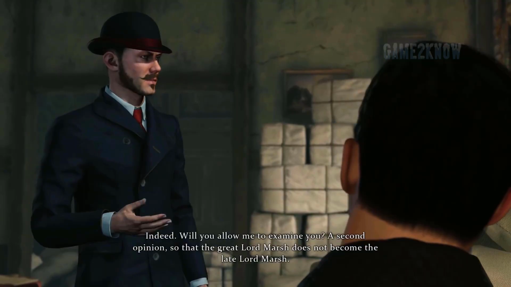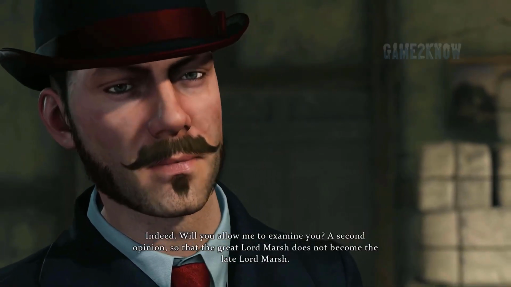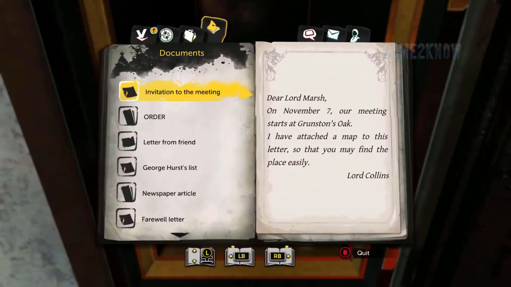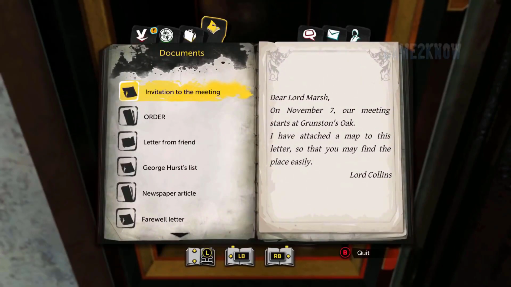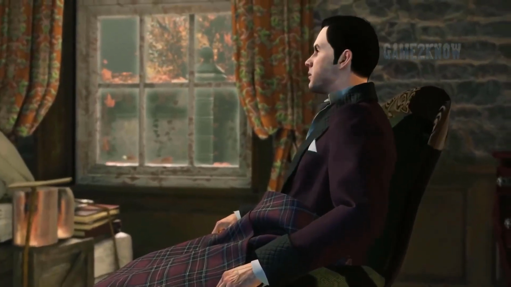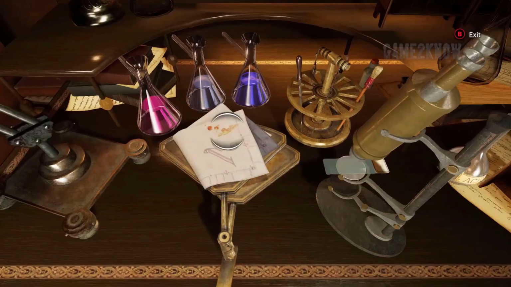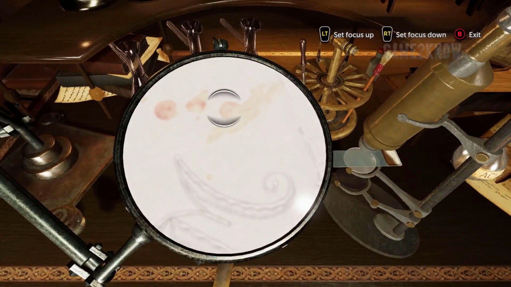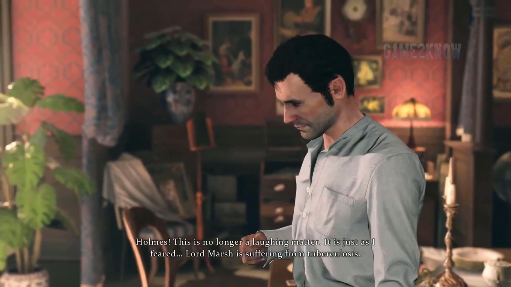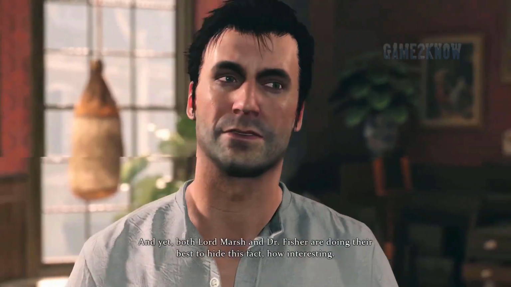Watson covers Sherlock by giving Lord Marsh a medical check. Sherlock finds a letter from Lord Marsh's safe, which schedules a meeting at Grandstone's Oak that day. Meanwhile, Watson secretly steals Lord Marsh's handkerchief. By analyzing the handkerchief, Watson finds out that Lord Marsh may be suffering from tuberculosis, and he and Sherlock are curious about the fact that Lord Marsh and his physician are hiding it.